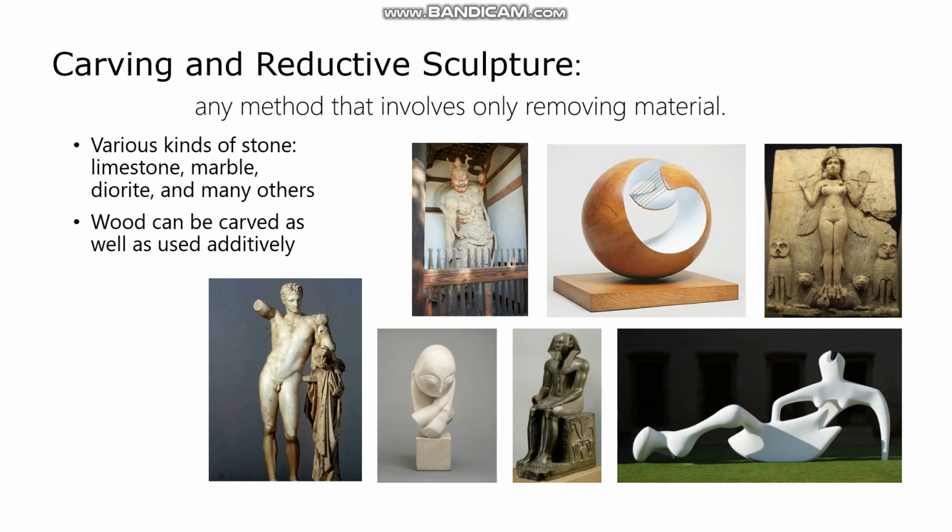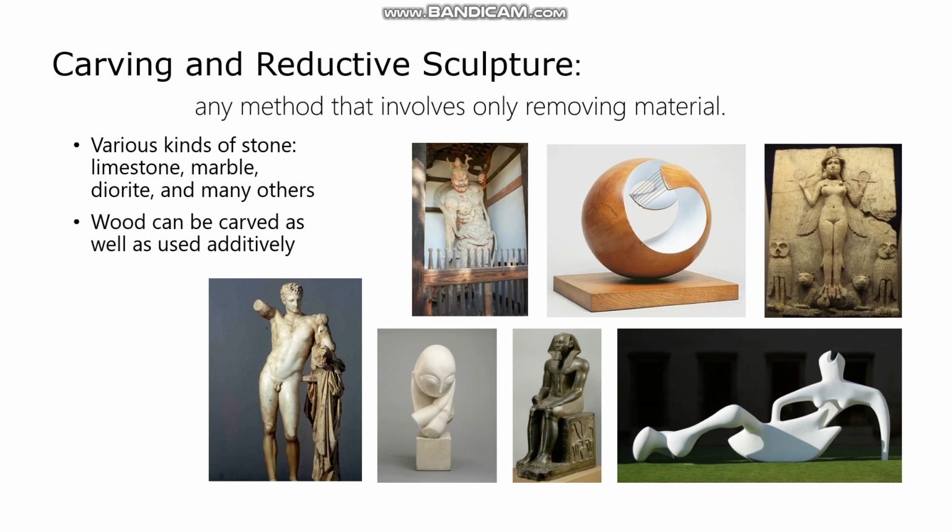Another major way that sculpture could be made is through reductive means. So when we think of sculpture, we generally think of carving, like stone carving, and that would be an example of reductive sculpture, where the only way that the artist can make it is to remove material. And there's no going back because it's reductive.